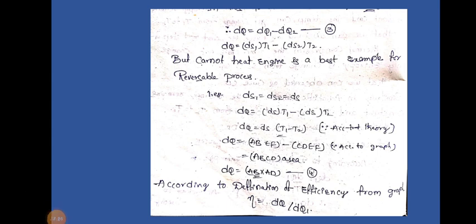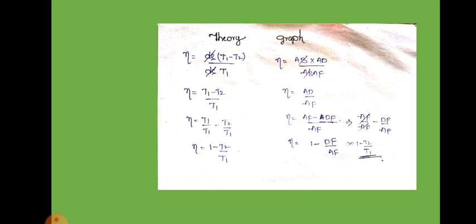According to the definition of efficiency, from the graph, eta is equal to dQ by dQ1. Therefore in theory, eta is equal to dS of T1 minus T2 by dS of T1. So dS gets cancelled. Therefore eta is equal to T1 minus T2 by T1, so eta is equal to T1 by T1 minus T2 by T1. Therefore eta is equal to 1 minus T2 by T1. According to the graph, eta is equal to AB cross AD by AB into AF. Therefore AB gets cancelled in numerator and denominator, and eta is equal to AD by AF.